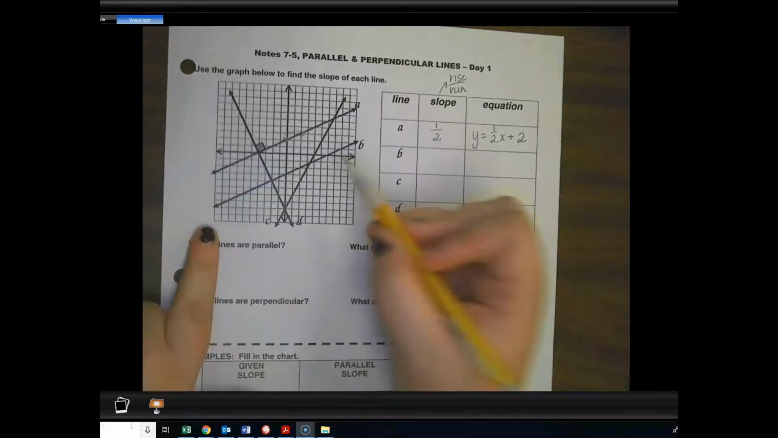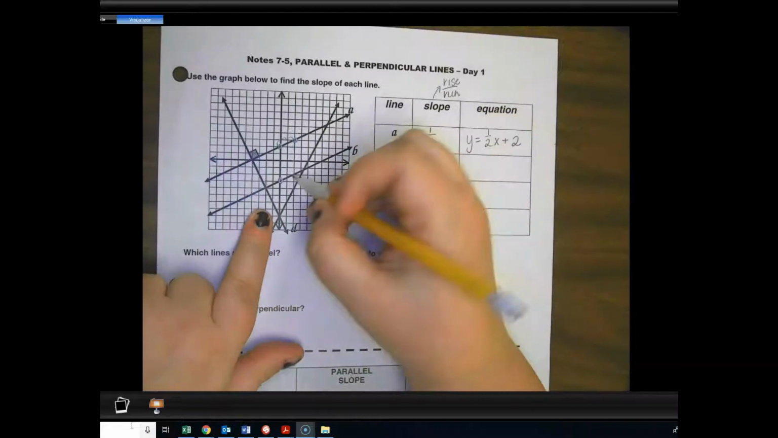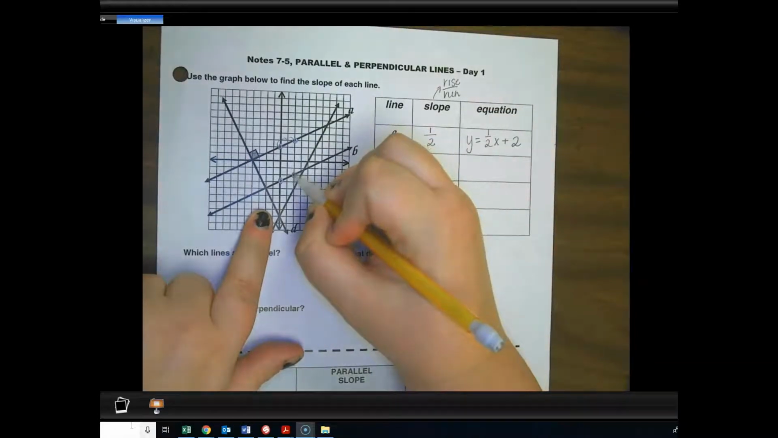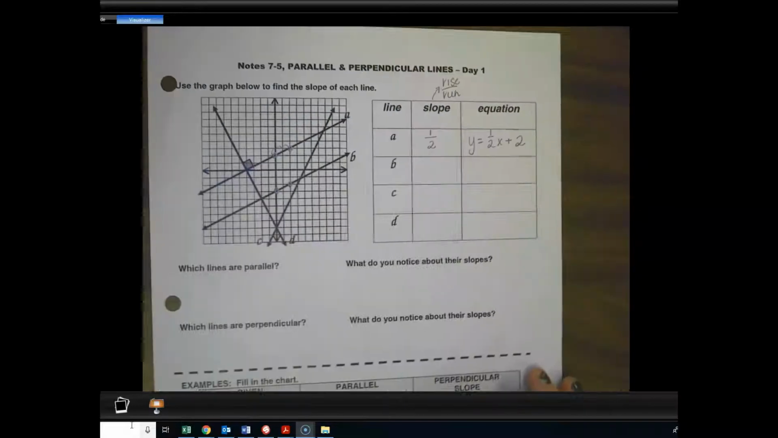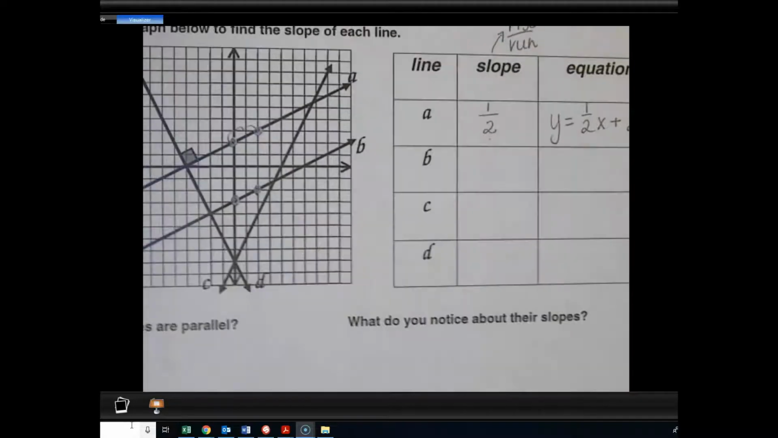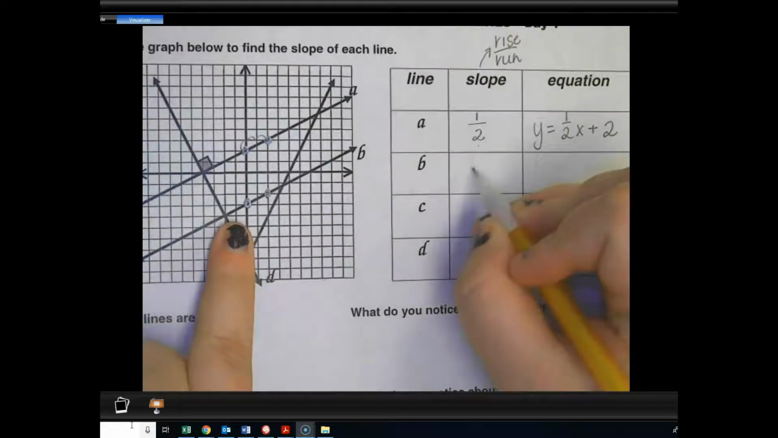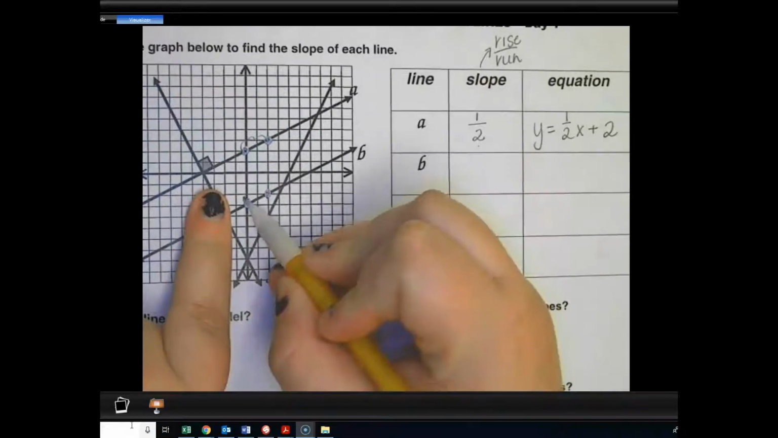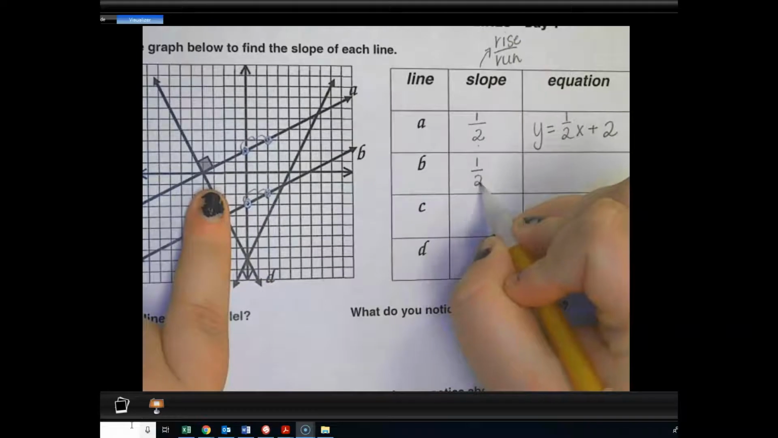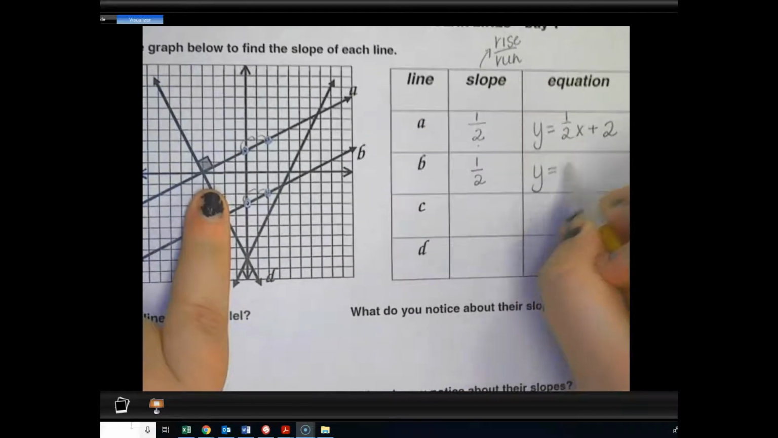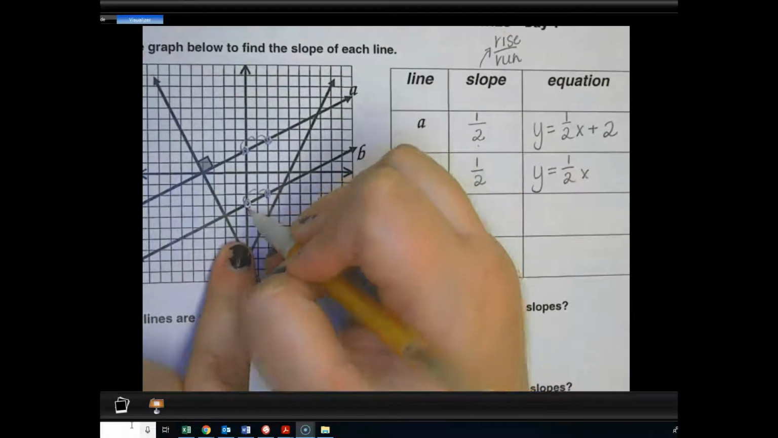Now let's look at line B. Again, I'm going to pick my y-intercept as one of my points, and then I'm going to pick another point that goes through the corners. You can zoom in a little bit if you're having trouble seeing that. I know the pencil doesn't always show up great on video. Again, rise and run. I rose 1, I ran 1, 2. So my equation is going to be y equals 1/2 x, but this time it's crossing at -3.